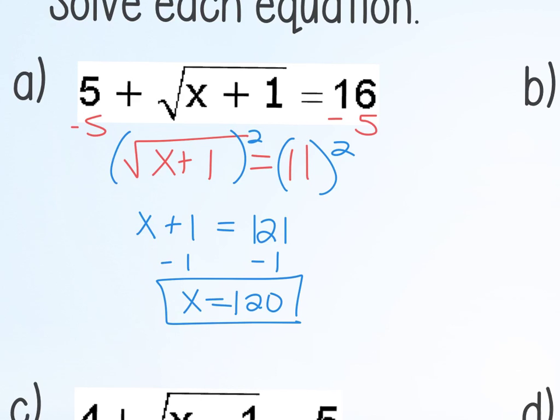The best part about equations is every single one of these questions can be checked, right? If I take that 120 and plug it back in for the x, I get the square root of 120 plus 1, which is the square root of 121, which is 11, and 5 plus 11 is 16. So every single one of these problems can be checked to make sure that you're right.